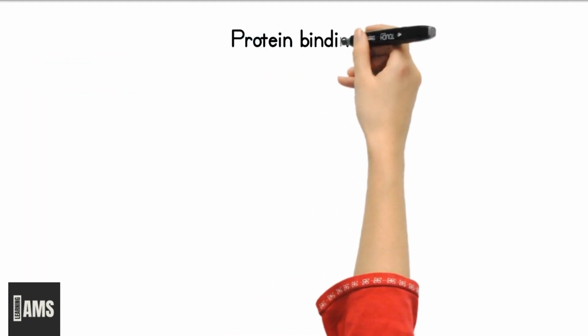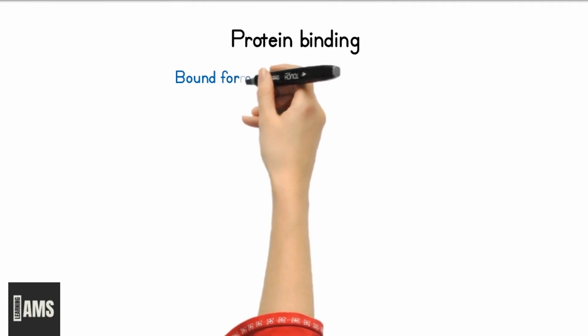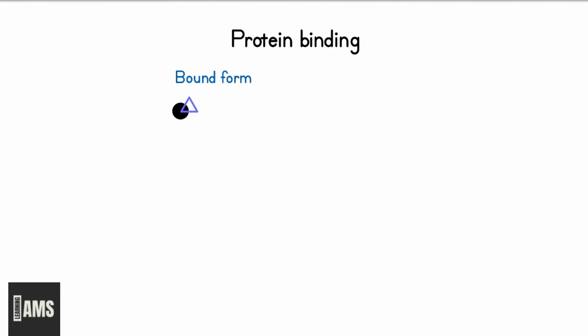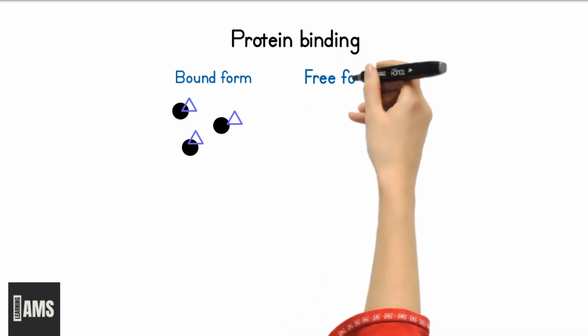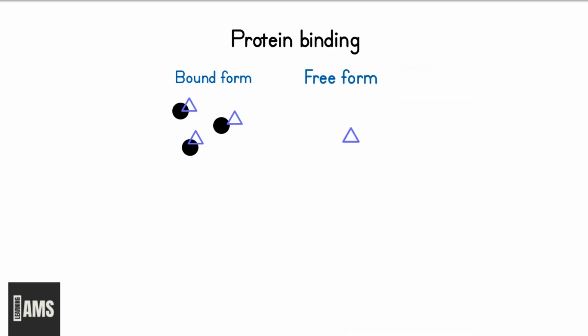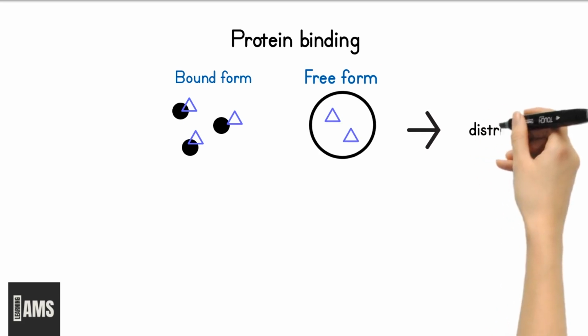Another important factor is protein binding. Drugs in the bloodstream exist in two forms. Bound form means that the drug binds to plasma protein, particularly to albumin, and another form is unbound or free form. Only the unbound fraction is pharmacologically active and can distribute to the tissues.